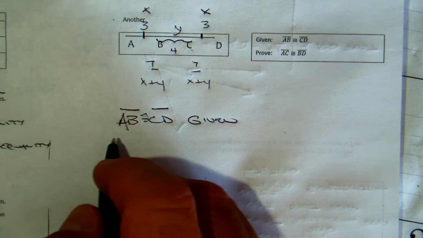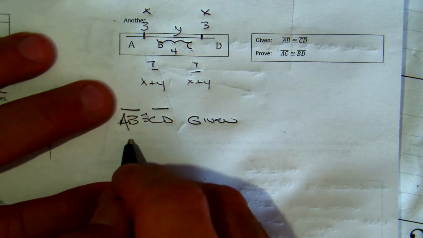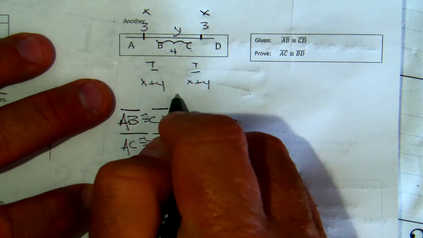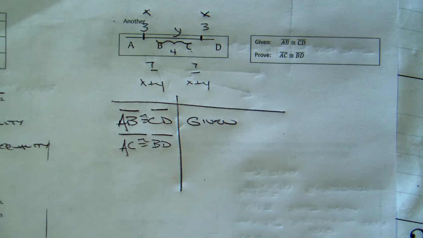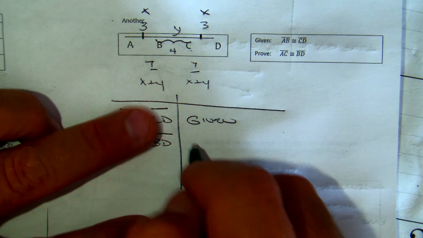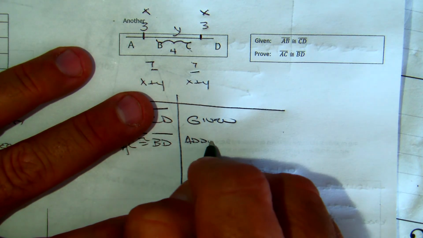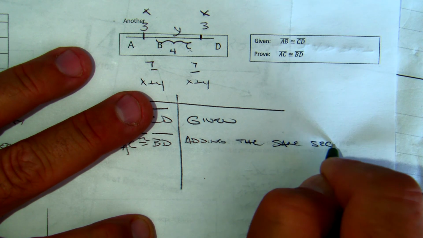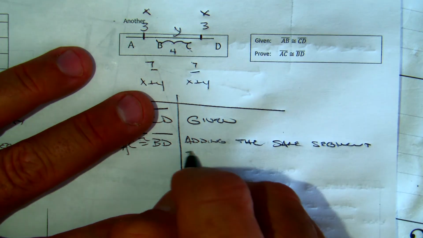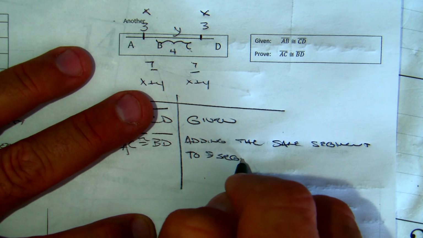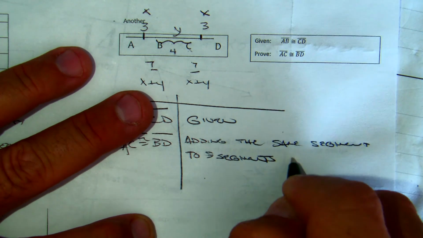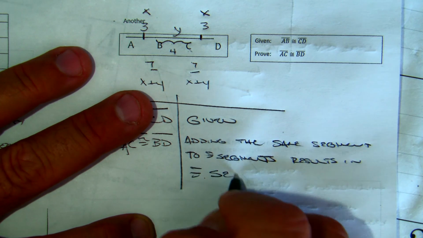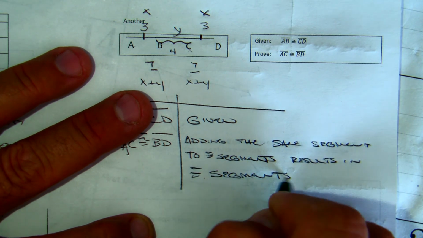Well, this one's pretty easy. Here's what we're going to do. We're going to say AC is congruent to BD. And here's one of the statements. Whenever you use this idea that we're adding the same segment to congruent segments results in congruent segments.